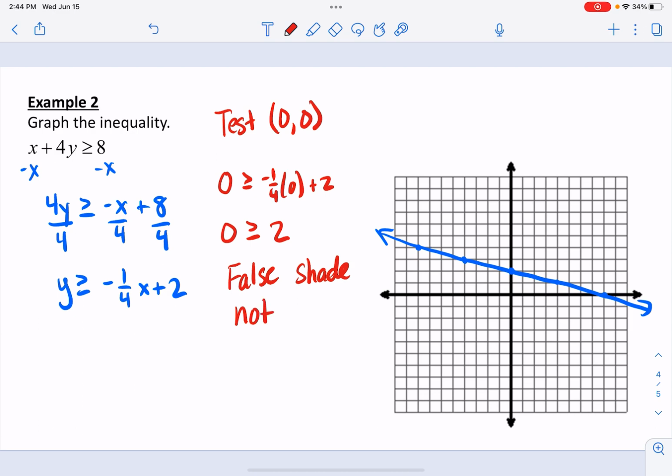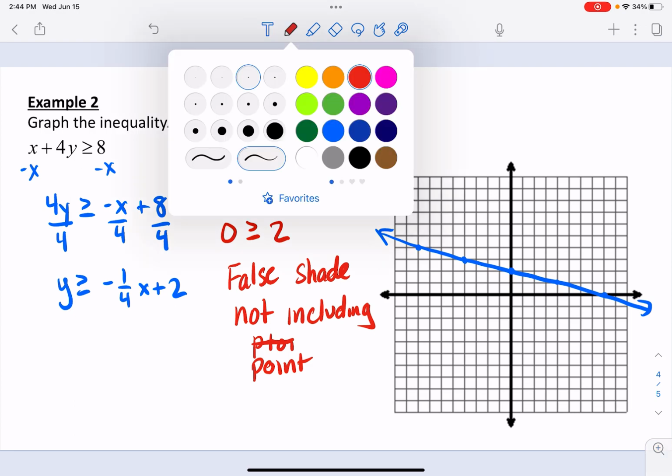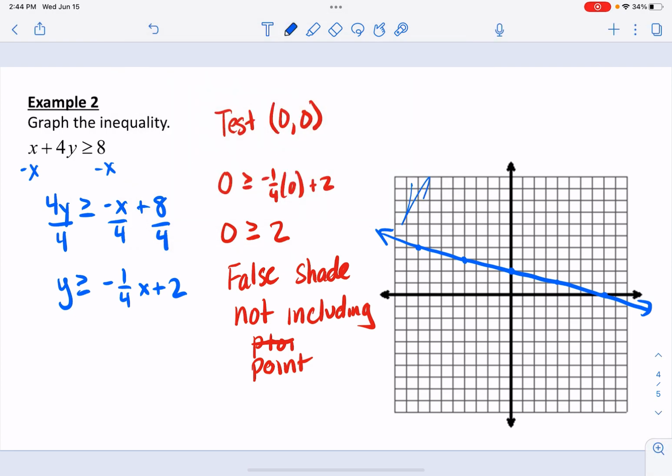Shade, not including the point. So I'm going to go back to blue. So it'd be everything up there. Okay? And that is your video on graphing inequalities in two variables.